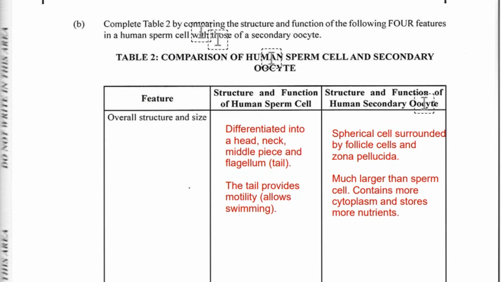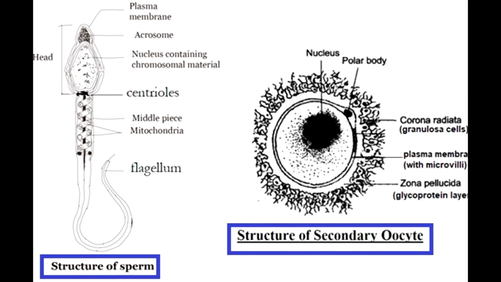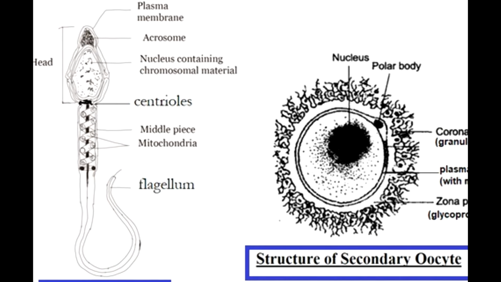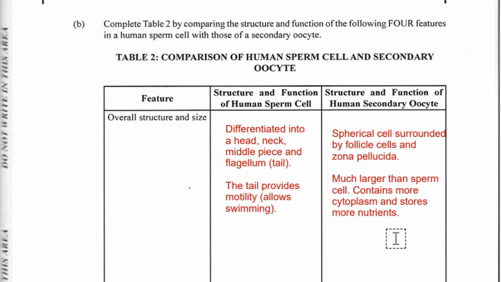And this is the last question here. B. Complete table 2 by comparing the structure and function of the following 4 features in a human sperm cell with those of a secondary oocyte, which is the female egg cell. The first one here, the overall structure and size. So the sperm cell is differentiated into a head, which contains the acrosome and the nucleus, the neck, the middle piece, which is the body that contains mitochondria, and the flagellum or the tail, which allows motility or allows it to swim. The oocyte, on the other hand, is not really differentiated into different parts like that.